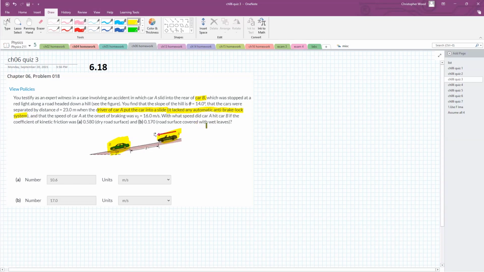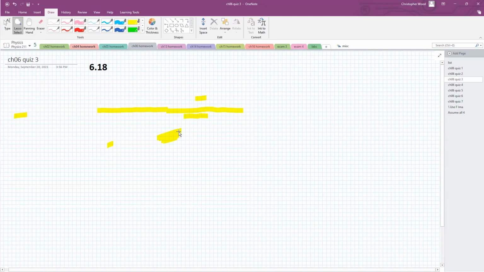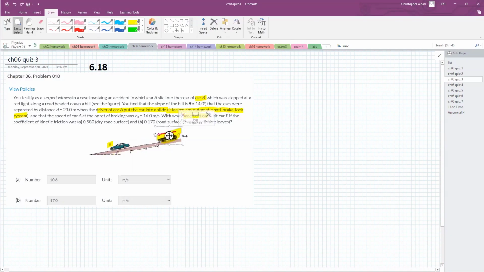Imagine the terror. You're driving down this ramp. All of a sudden, you see this green car stop there. You slam on the brakes and you crash into the green car. And the question that we have to figure out: what is the impact speed between the green car and the blue car? It's probably an insurance company case.